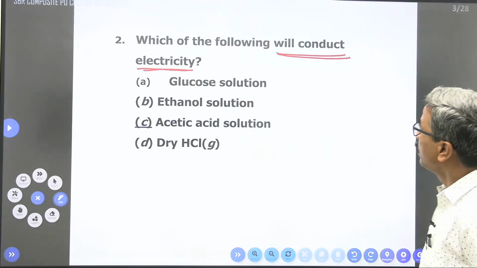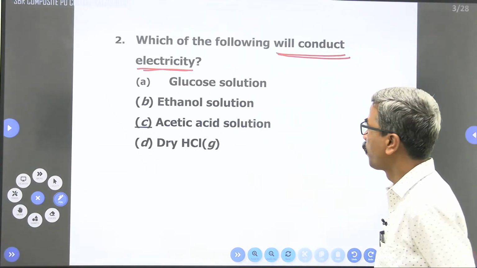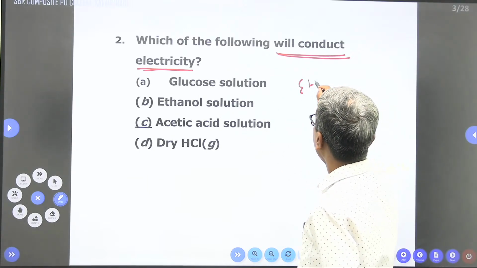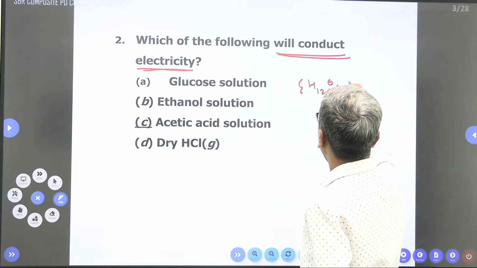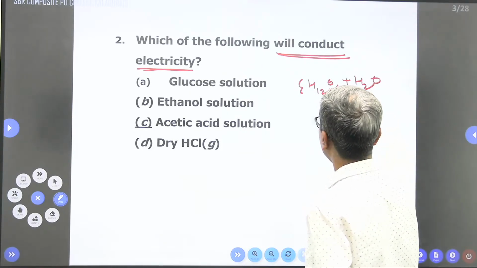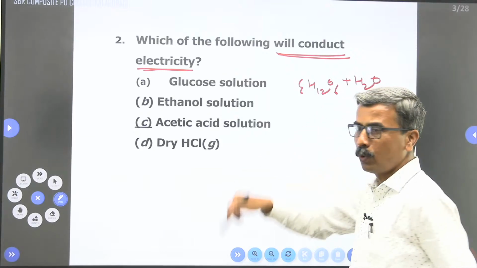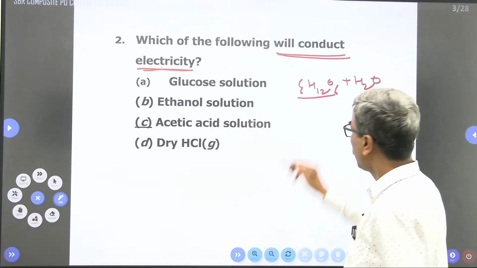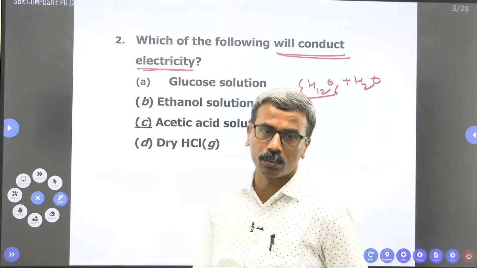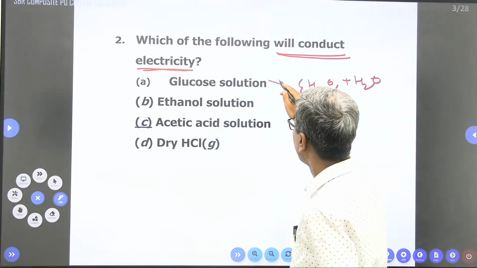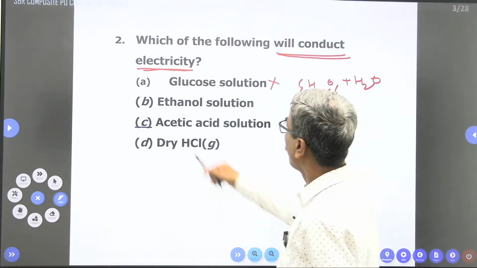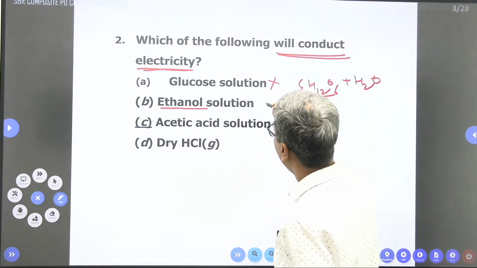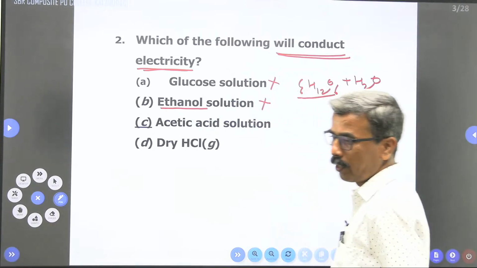Now based on that, if you see the given options, if you take glucose, the formula of the compound is C6H12O6. When you add it into water, you should be very careful: after adding into water, it should produce ions. This glucose will dissolve in water, but it cannot split into its ions. So that's why this cannot be the answer. Similarly, ethanol, that is ethyl alcohol, when we add it into water, will produce a solution, but it cannot ionize.